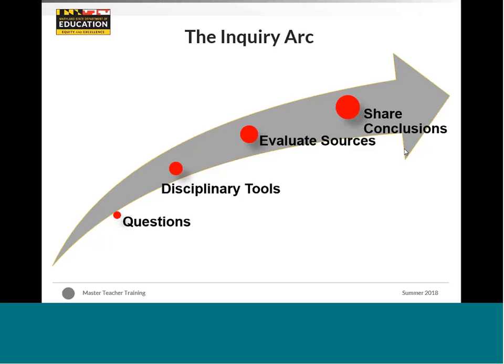Given the organic nature and creative nature of compelling questions and planning inquiries, stakeholders, including teachers, district supervisors, and academics, identified that evaluating sources and sharing conclusions would be the portion of this inquiry arc that would be assessed on portions of the statewide exams in middle school U.S. history and high school American government. So again, while instruction in the state of Maryland will move through this full arc, in terms of statewide assessment, we are focusing on evaluating sources and sharing conclusions.